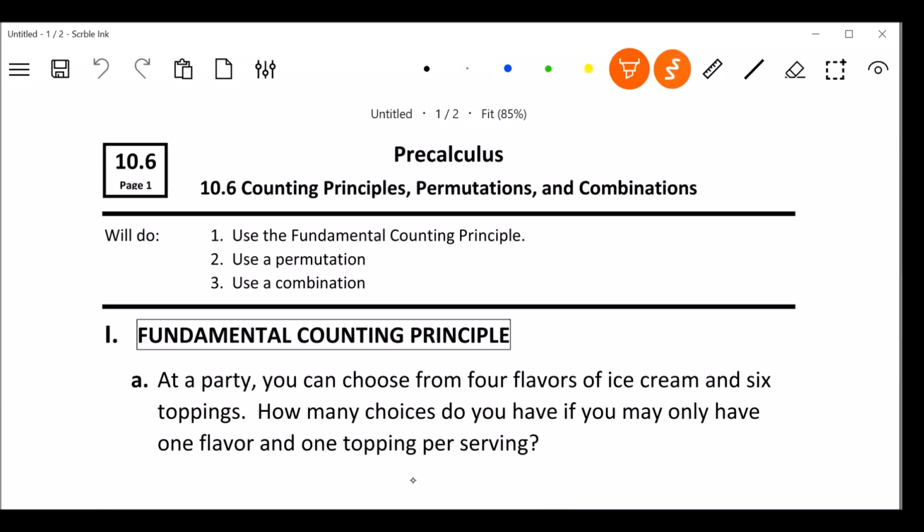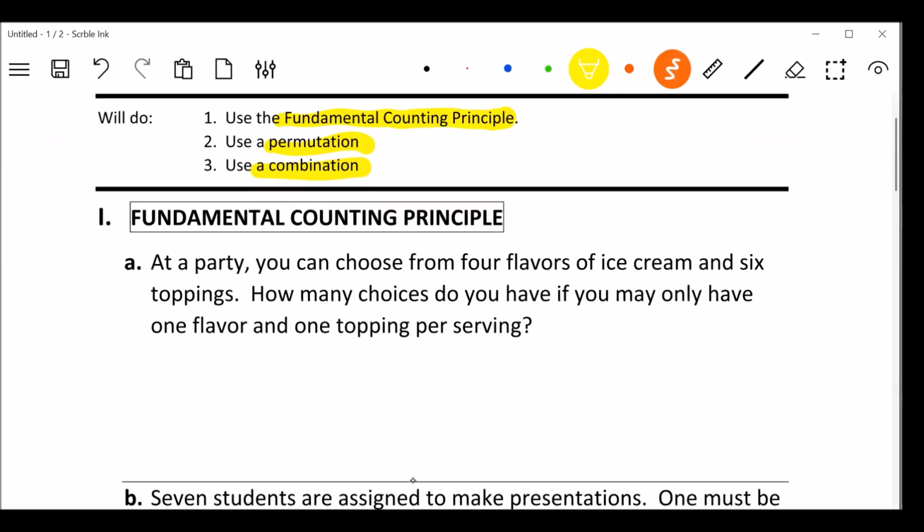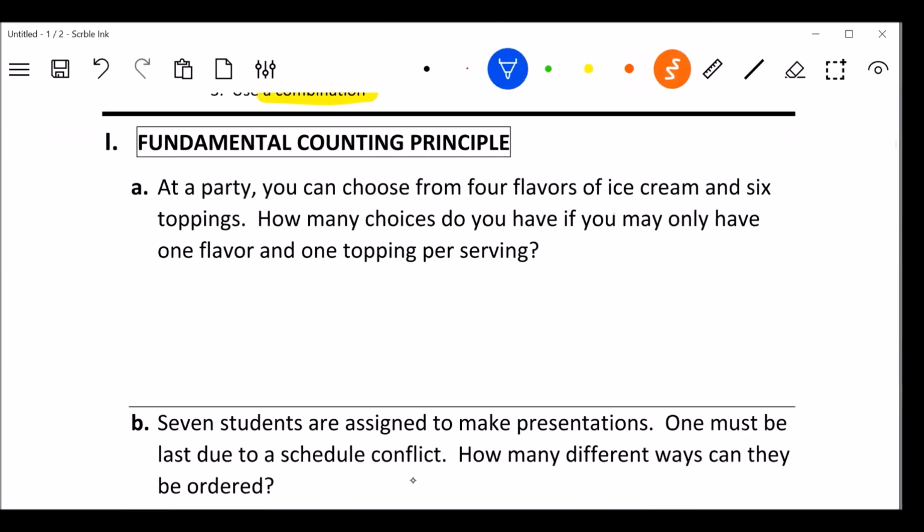Welcome. We're going to look at the fundamental counting principle and permutations and combinations right now. Let's start with the fundamental counting principle. At a party, you can choose from 4 flavors of ice cream and 6 toppings. How many choices do you have?